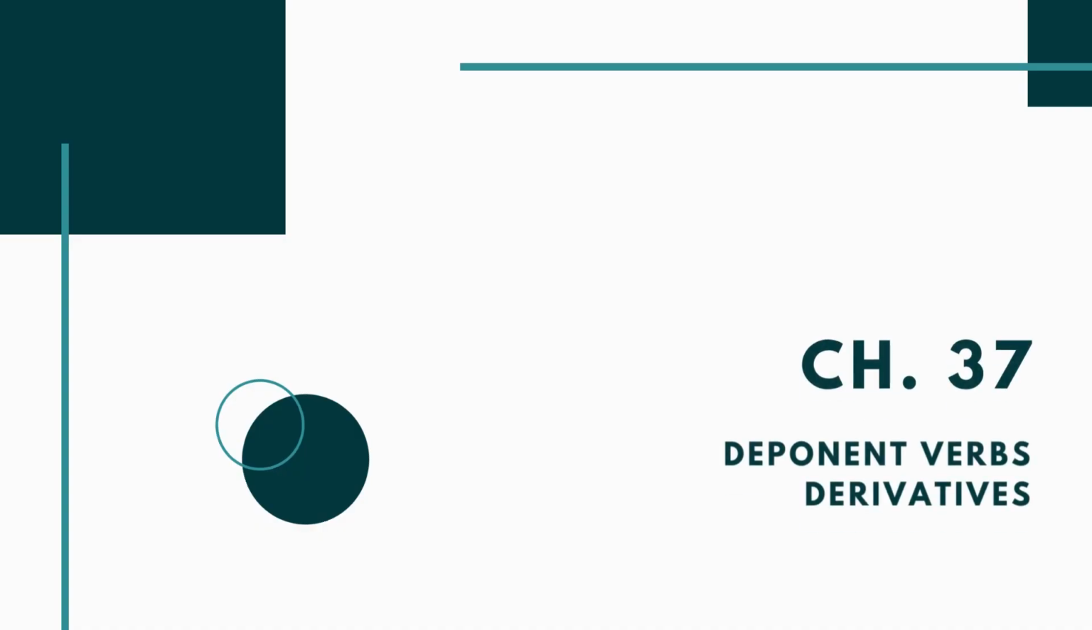Hey everyone, in this video we're going to take a look at chapter 37 of the Ecce Romani textbook and go over the chapter 37 grammar and some derivatives. So just like we always do, we'll start with the derivatives just so we can get some English words that come from these Latin vocab words.